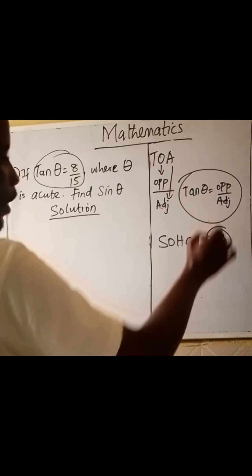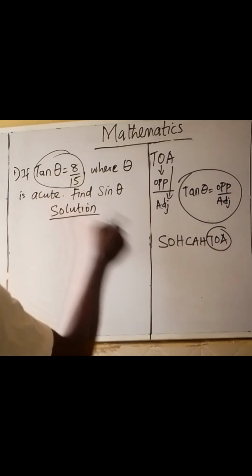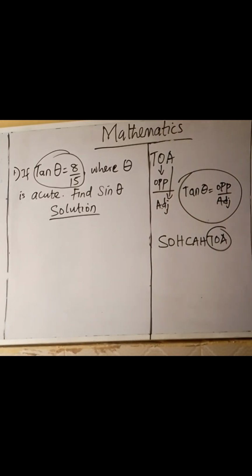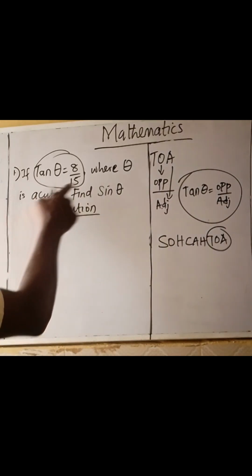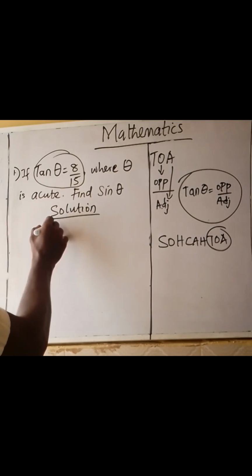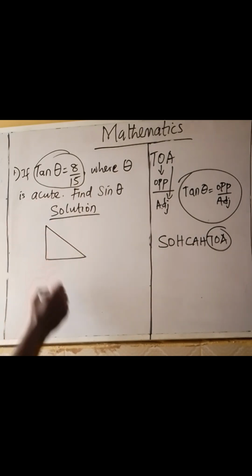If I'm solving for tan, I use this. If I'm solving for cos, I use this. If I'm solving for sine, I use this. So since I'm using a particular thing, and they say theta is acute, that means acute angles are angles that are less than 90 degrees.